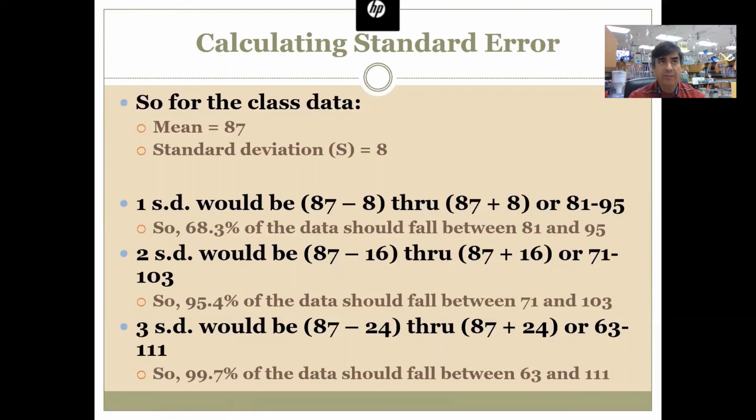Guys, what if I wanted 3 standard deviations away? Well, standard deviation is 8, so now I multiply it times 3, that's 24. So now 87, my mean, minus 24, and 87, my mean, plus 24, gives me a grade range of 63 to 111. So that tells me that 99% of my students got between a 63 and 111. So that's what standard deviation is telling us.